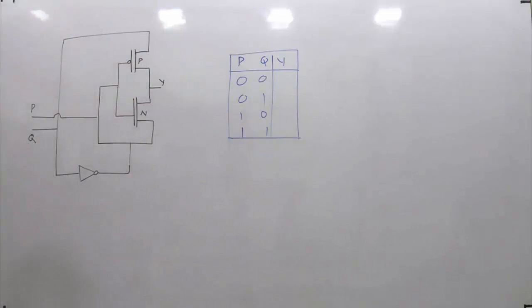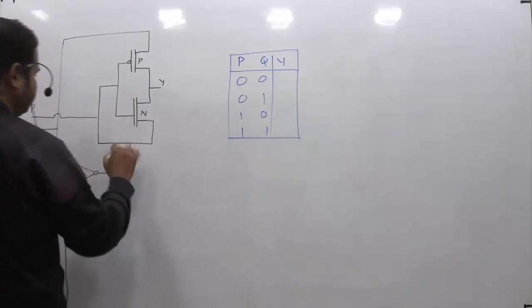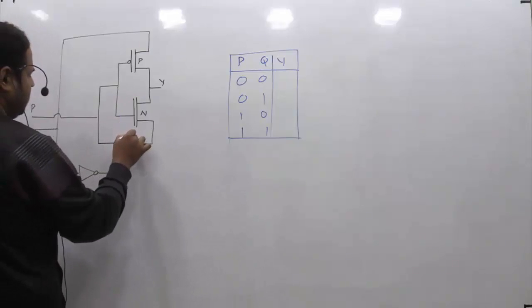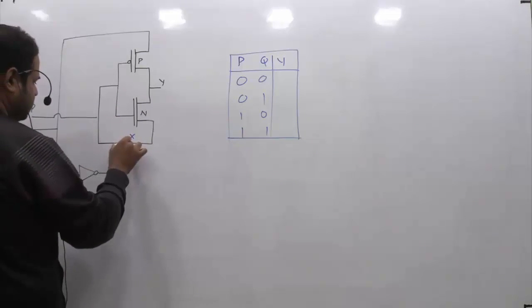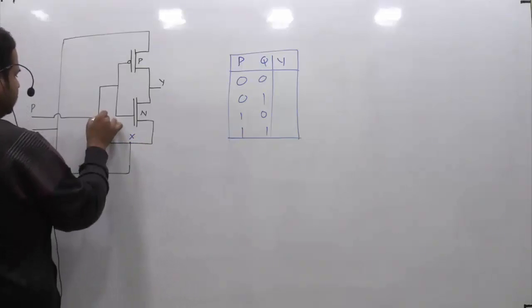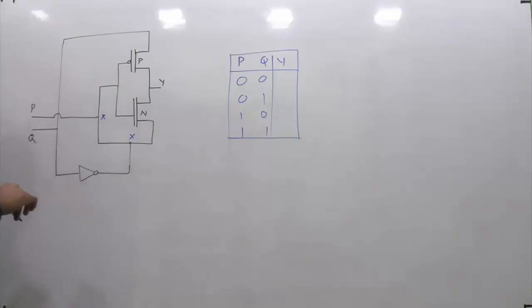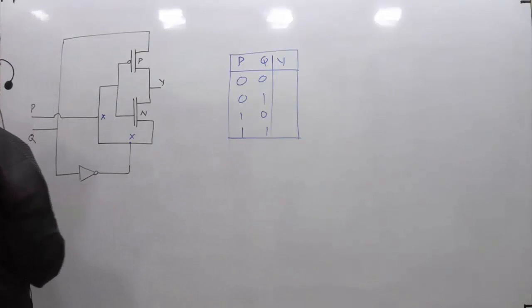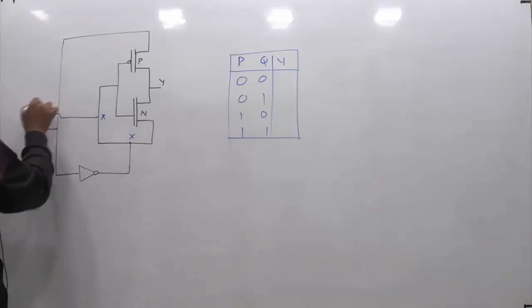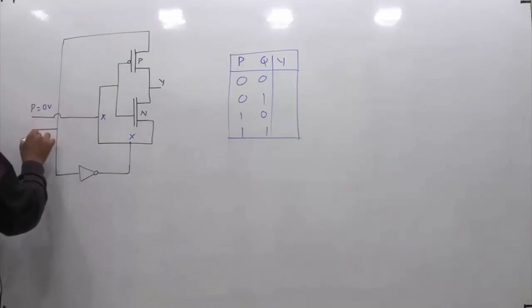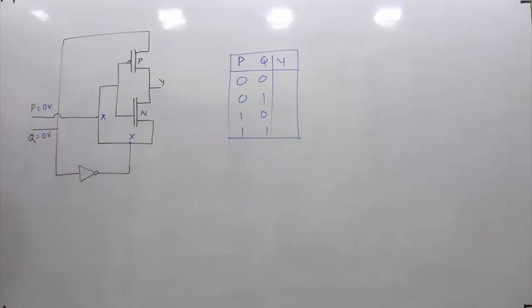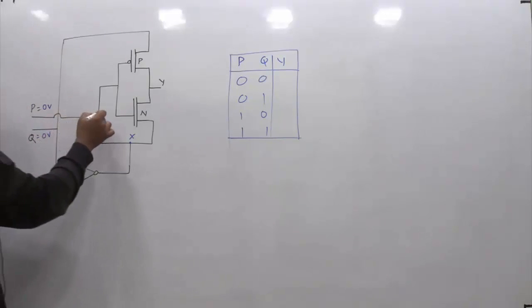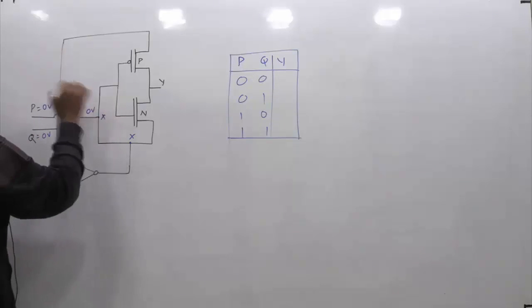Now for understanding purposes, let's say this node is X node, okay? Because this is the same line, this node is also X. Okay, now see this carefully. If I am making P equal to 0 and Q equal to 0, what's going to happen? This is logic 0 or 0 volts. So this is also 0 volts. So this node X is at 0 volts.